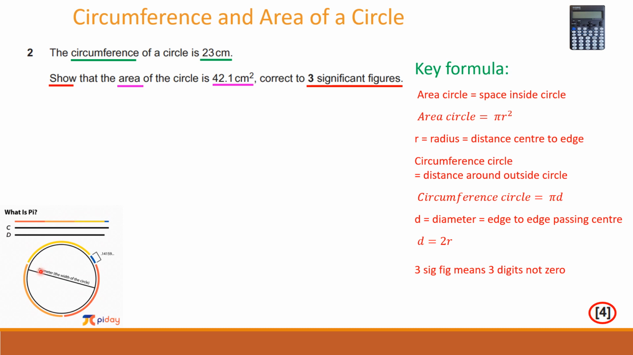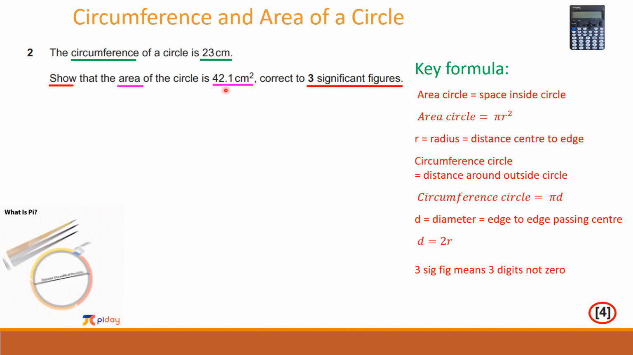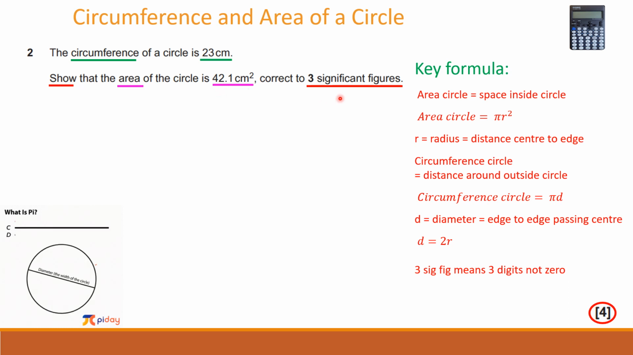3 significant figures means 3 digits, not 0. So in this case here, I've got 1, 2, 3 digits that aren't 0. So my answer has been rounded to 3 significant figures. Press pause, have a go at working out the answer, then press play when you're ready to hear the answer.